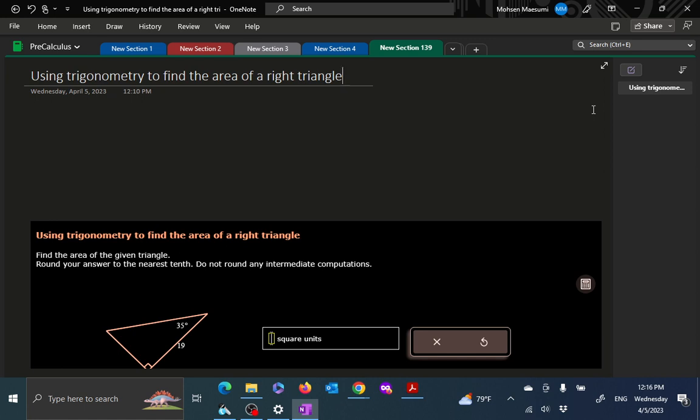Hi, welcome to our pre-calculus. Today we have a short topic using trigonometry to find the area of a right triangle.